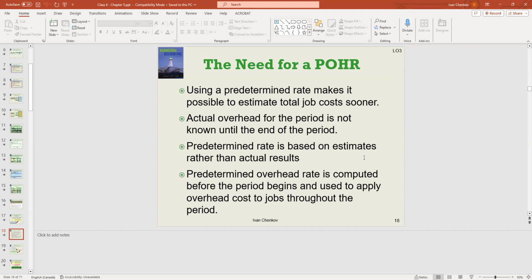It's very important for you to understand that once you come up with a predetermined manufacturing overhead rate, you're not changing that rate during the period. You're using it for the entire period for which you're calculating the cost, and you estimated the usage of the allocation base.